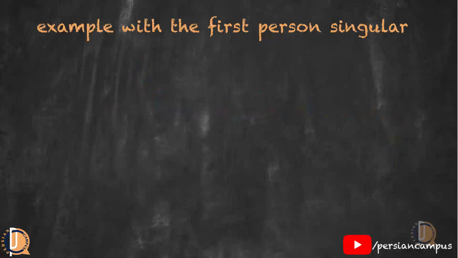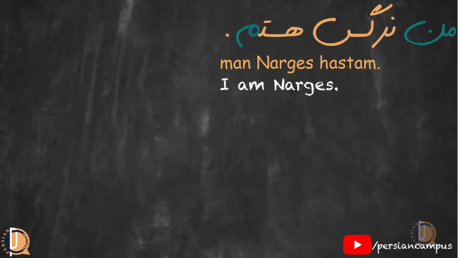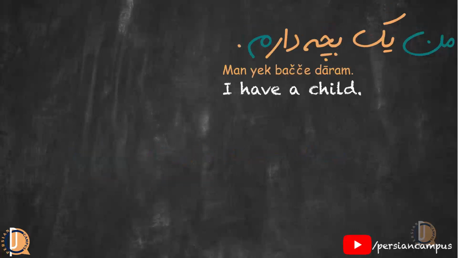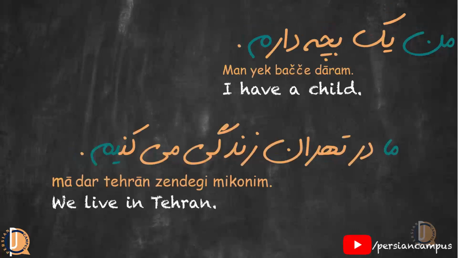Let's look at more examples. Concentrate on the use of pronouns man and ما, and at the same time, pay attention to the verb endings. Here, Nargis is talking about herself. من نرگس هستم. من اهل ایران هستم. من یک بچه دارم. ما در تهران زندگی می کنیم.